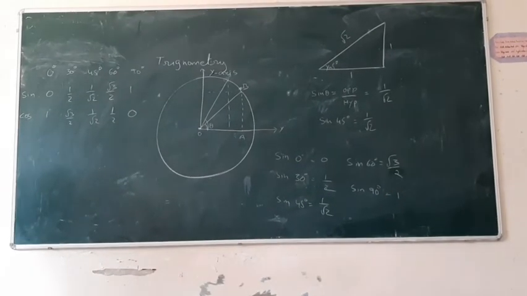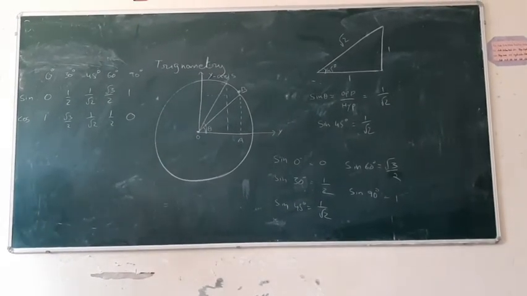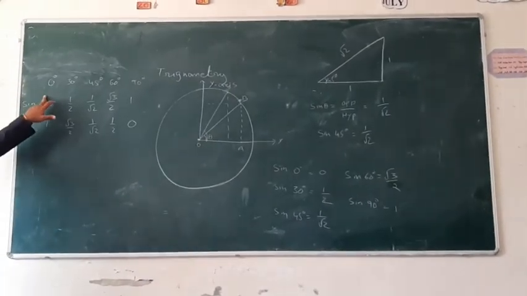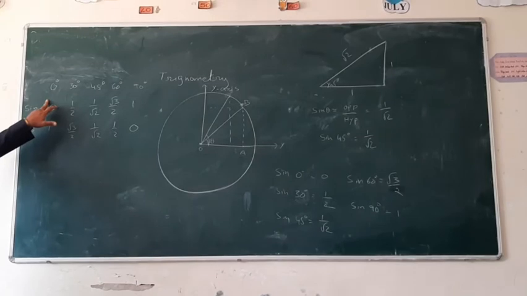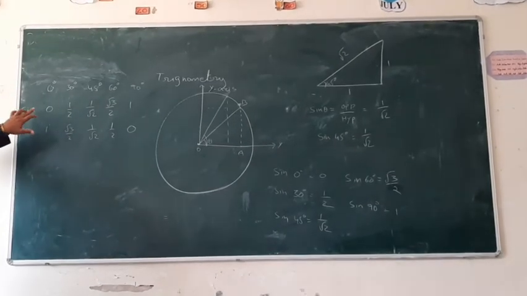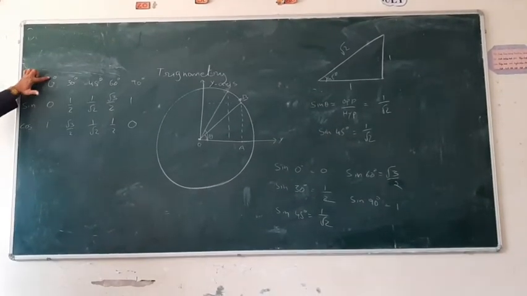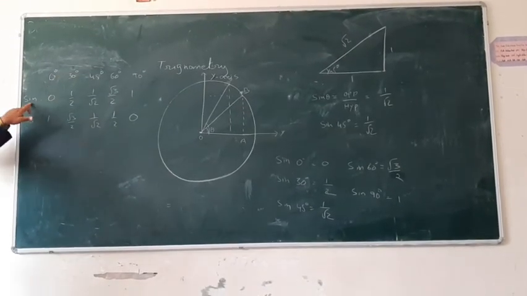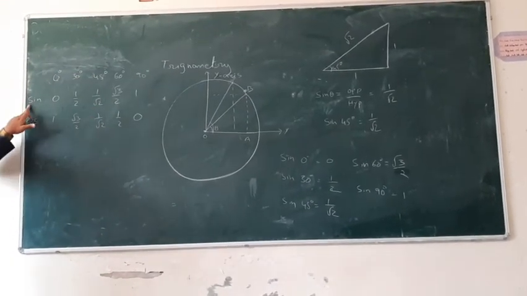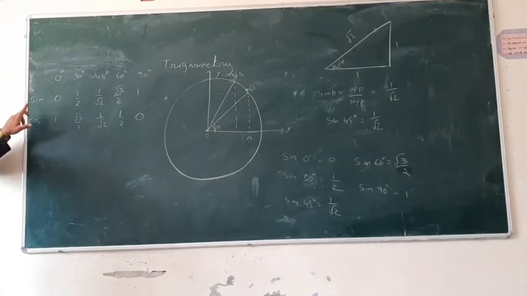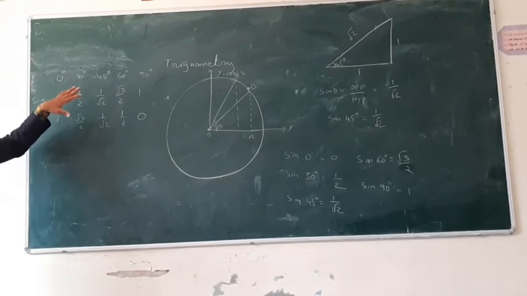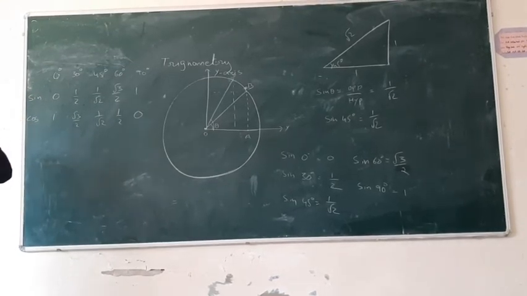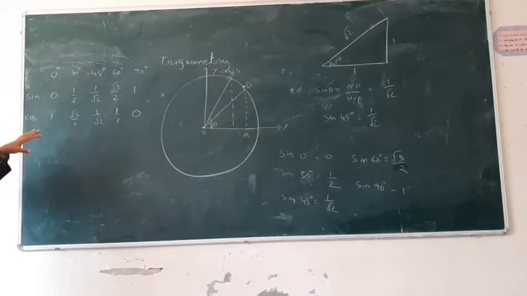Tan means sine by cos. You don't need that now. If you want, I will tell, but class time will be wasted. This means sine 0 is 0, sine 30 degrees is 1 by 2, sine 45 degrees is 1 by root 2, sine 60 degrees is root 3 by 2, sine 90 degrees is 1. So these are the trigonometric values of sin theta and cos theta.